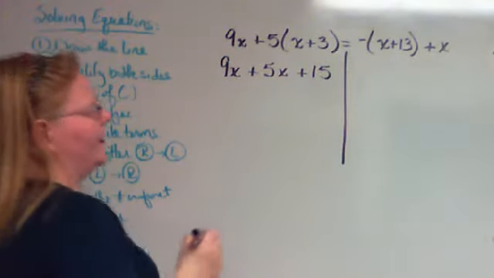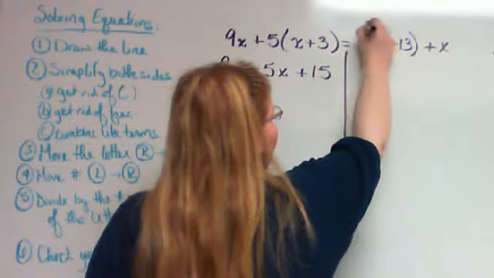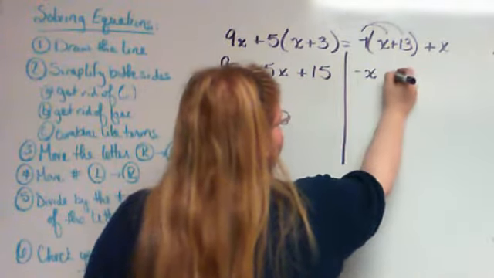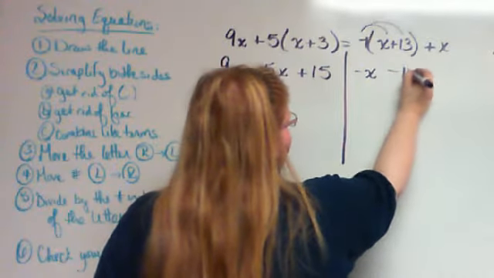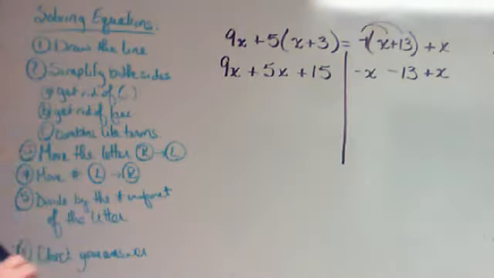On the other side, I have to distribute. I get a -1 there, so -1 times x is negative x minus 13 plus x. Now I get to get rid of any fractions. That's the one step I don't get to do in this one.